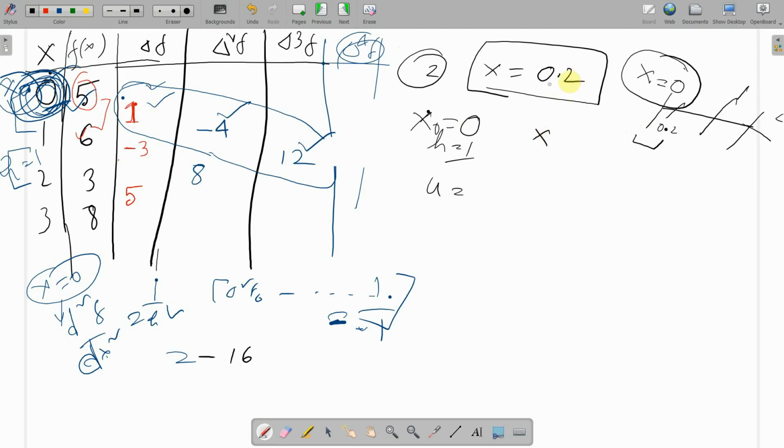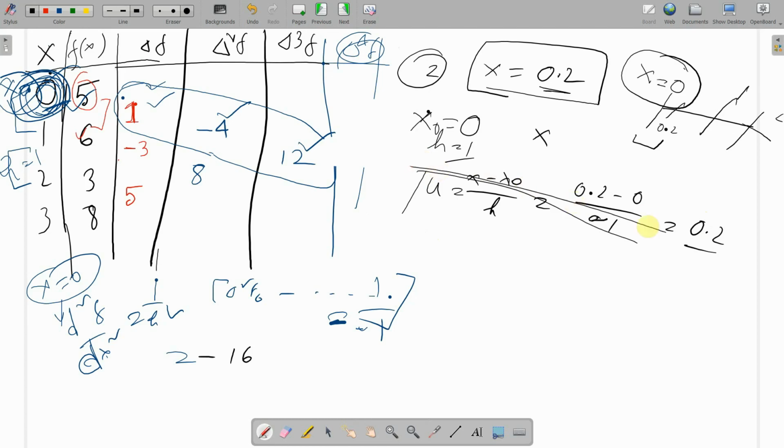Our x is 0.2. So u equals (x minus x0) by h. So 0.2 minus 0 by h is 1. So u equals 0.2. Got it? Now you know the u value.